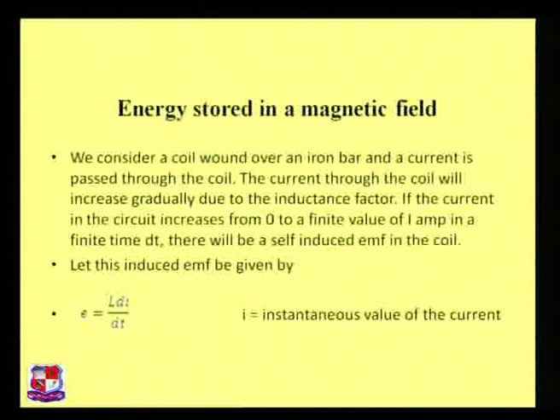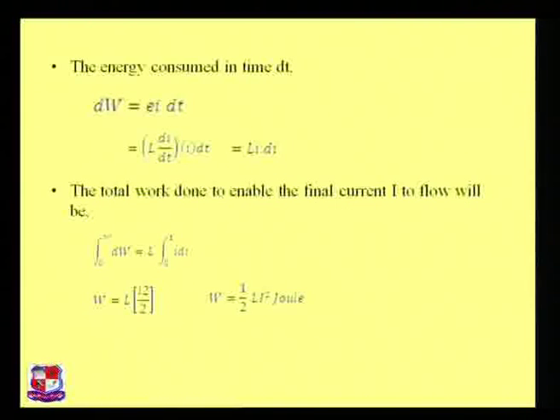If the current in the circuit increases from 0 to a finite value of I ampere in a finite time dt, then the induced EMF is given by E = L di/dt. The energy consumed in time dt is dW = E × I × dt, where the value of E is put as L di/dt. So we finally get the energy consumed in time dt as dW = L i di, and the work done to enable the final current I to flow will be L × I² / 2.